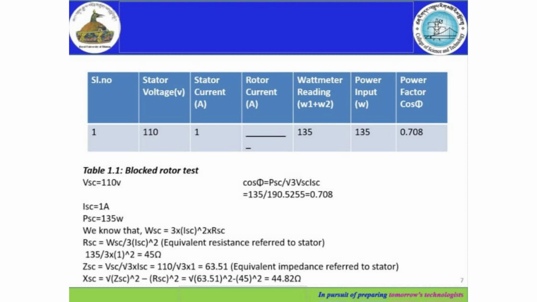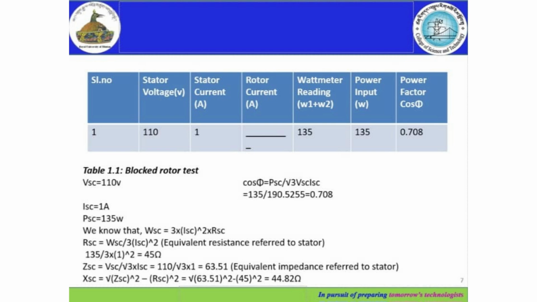From ISC and WSC, we can calculate RSC, which is equivalent resistance referred to stator. We can also calculate ZSC, which is equivalent impedance referred to the stator. And we can also calculate the XSC, which is the equivalent reactance referred to the stator. RSC, it is given by WSC divided by 3 times ISC whole square. So by substituting the value of WSC and ISC, we get RSC as 45 ohm.